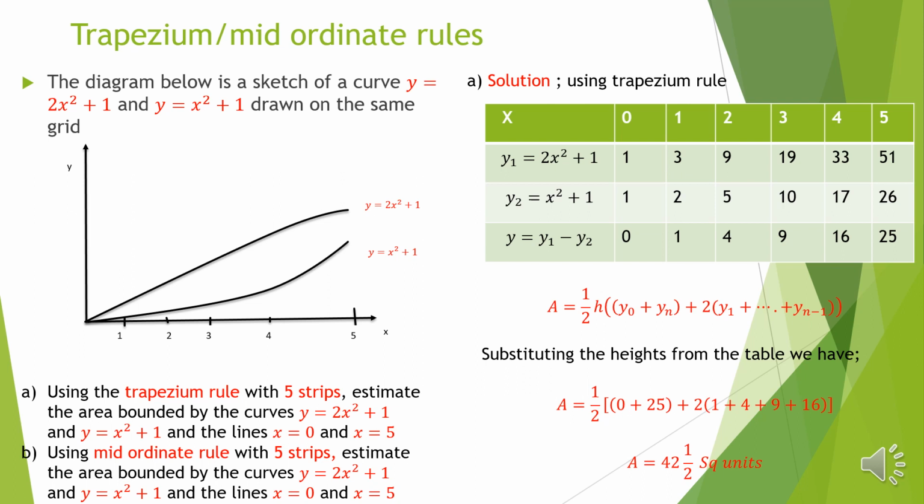Summing this up and multiplying by half, we end up with our area being 42.5 square units. So using the trapezium rule for this particular figure, the area in this center part here is going to be 42.5.